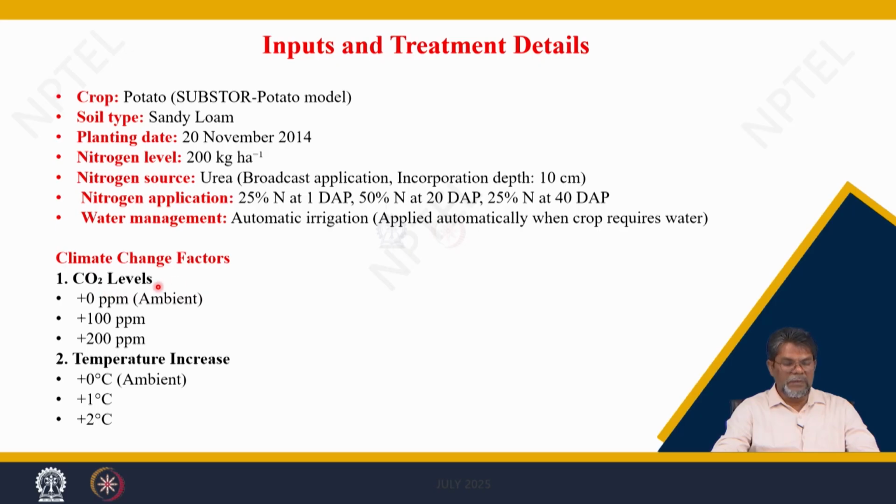These are the climate changes we are making. For carbon dioxide: 0 ppm, which is the ambient value, then a 100 ppm addition, then a 200 ppm addition. For temperature increase: 0 degrees Celsius, 1 degree Celsius and 2 degrees Celsius. These are 3 into 3, so there will be 9 treatment combinations.